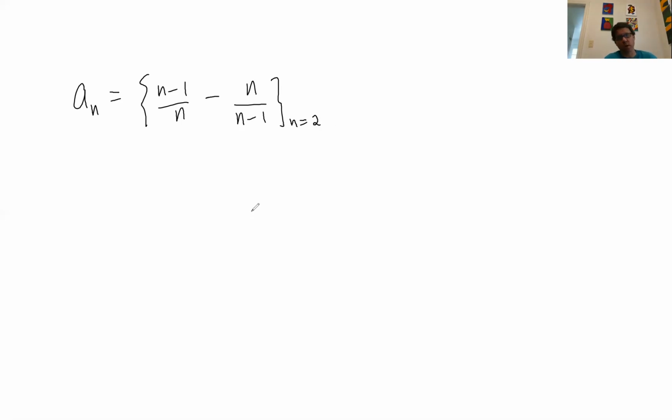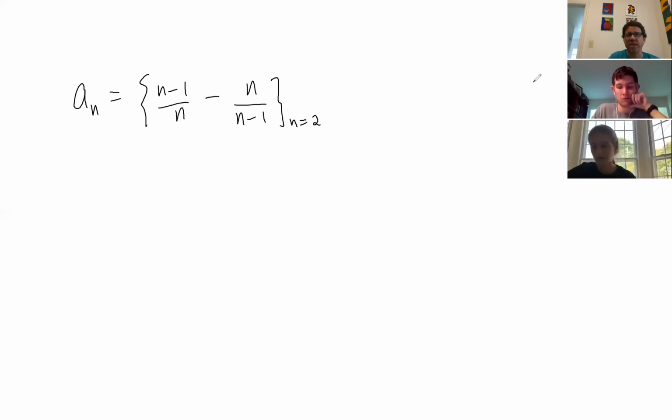Which actually will help if I say this is limit as n goes to, no, I didn't want to do that. Let's try a sub n. Well, I'll come back to that. A sub n equals, how about this? n minus 1 over n minus n over n minus 1. And now I can't start at n equals 1 because I would be dividing by 0. So let's start at n equals 2.